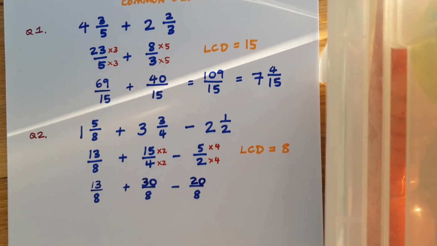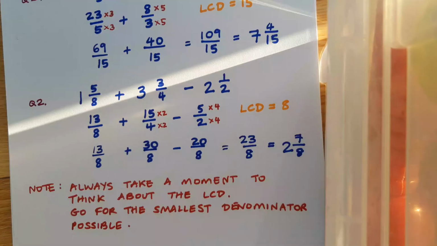And now it's just straightforward adding and subtracting. 13 and 30 is 43, take away 20 is 23. And since the question presented us with mixed numbers, it's good manners to go back into mixed numbers again in the answer. And so my final answer can be 2 7/8. And just before we finish up, a little note: always take a moment to have a think about the lowest common denominator. Go for the smallest denominator that you possibly can. It just makes things easier in the long run.